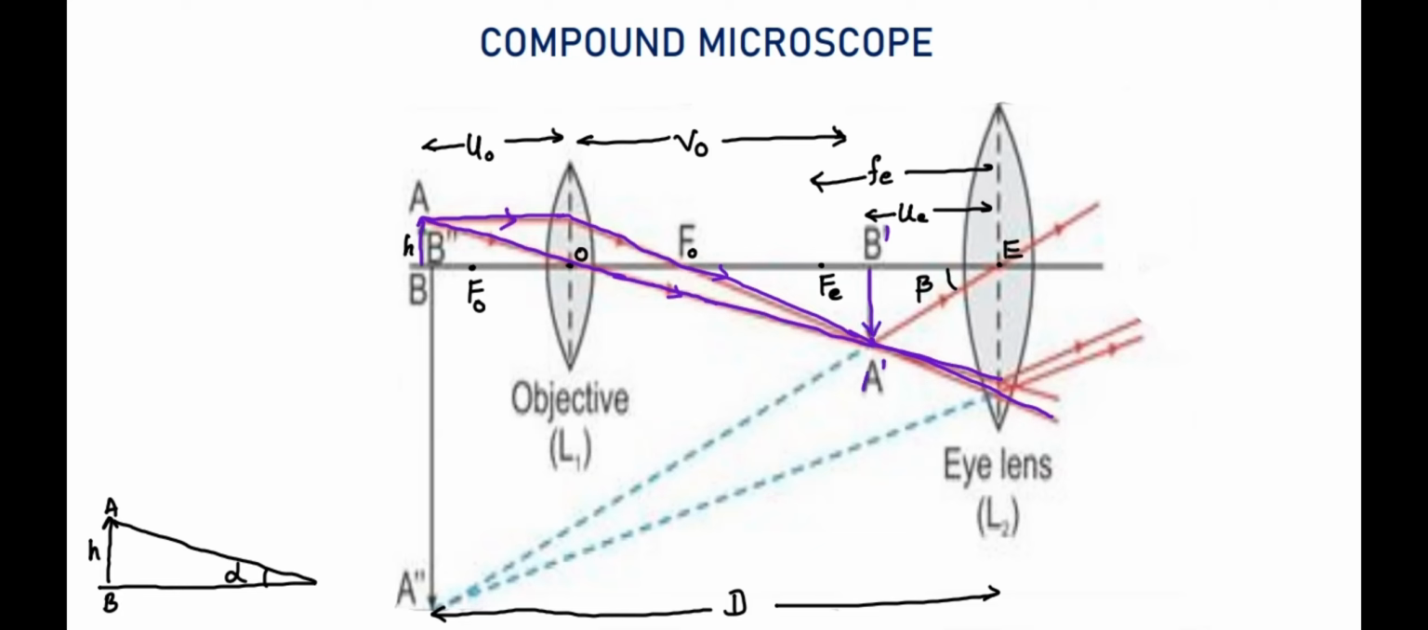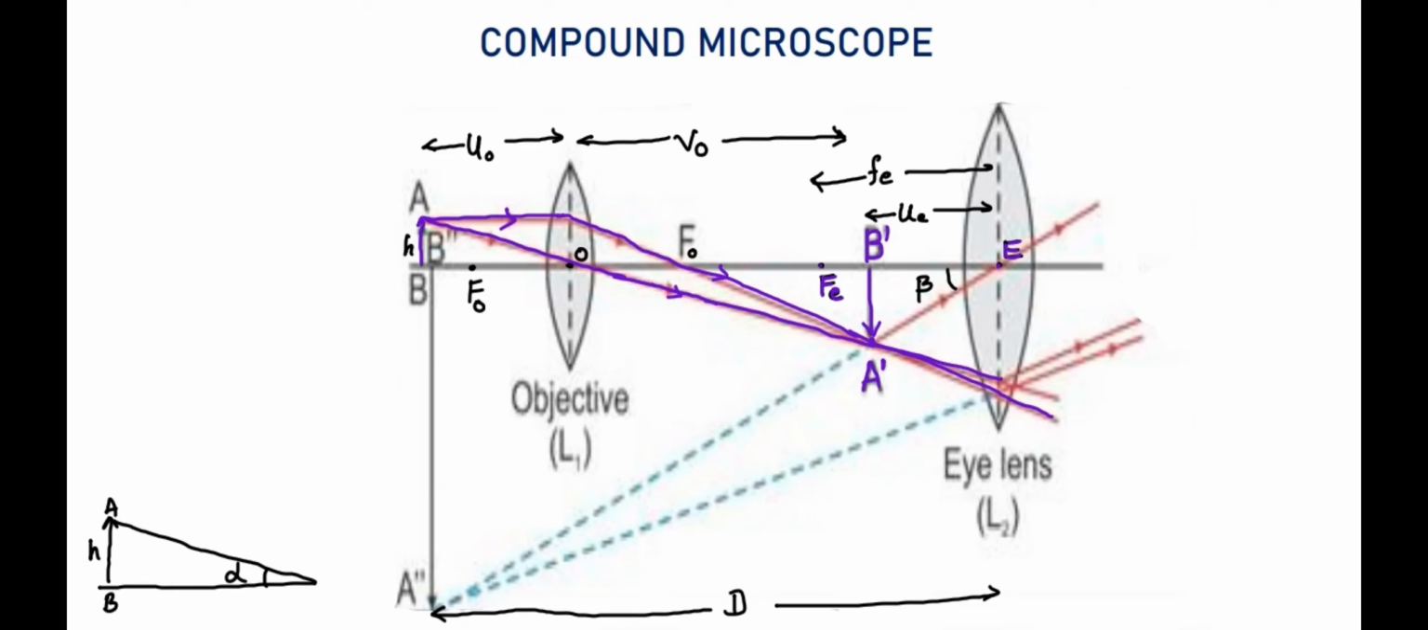This A' B' acts as the object for the eyepiece, and we adjust the gap between the objective lens and the eyepiece in such a way that this A' B' lies between Fe and the optic center of the eyepiece.